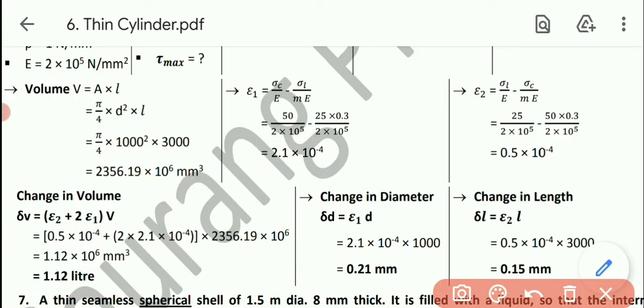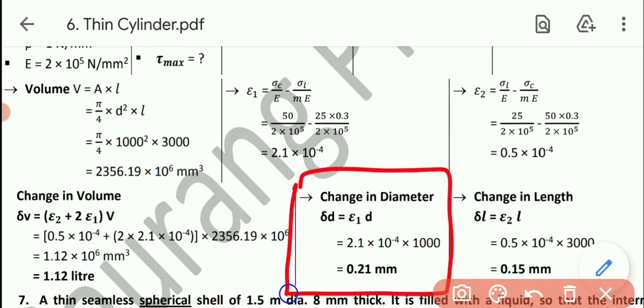By solving this term, we will get the value of delta V as 1.12 into 10 raised to 6 mm cube. Let's convert it into liter, multiply by 10 raised to minus 6. So we will get the final answer, that is 1.12 liter. So that's the change in volume.